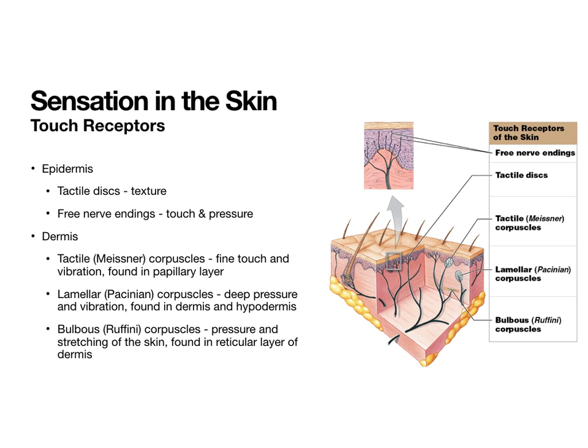Then we have the dermis. We have our tactile (Meissner) corpuscles, our lamellar (Pacinian) corpuscles, and our bulbous (Ruffini) corpuscles. The tactile are for fine touch and vibration. They're found in our papillary layer. The lamellar are for deep pressure and vibration, and they're found in our dermis and our hypodermis layer. And lastly, our bulbous are for pressure and stretching of the skin, and these are found in the reticular layer of our dermis.